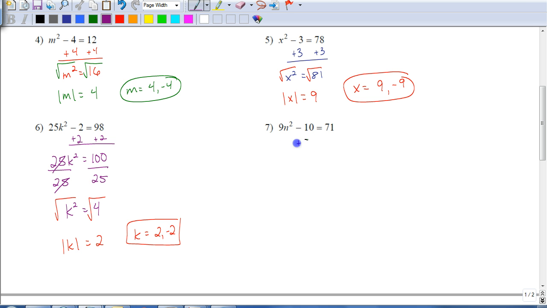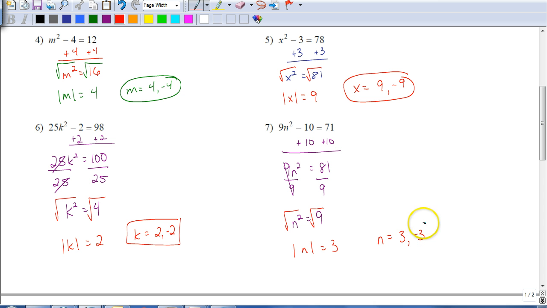Okay, let's see what you did. You should have added 10 to both sides. Again, we're trying to isolate the n squared, so I start by adding 10 to get 81. Now I divide both sides by 9, so that way we do have the n squared by itself. 81 divided by 9 is 9. Take the square root of both sides. The square root of n squared is the absolute value of n. The square root of 9 is 3, so I have two numbers that I could put inside the absolute value to get 3 as my answer: 3 and negative 3. So that's my answer.